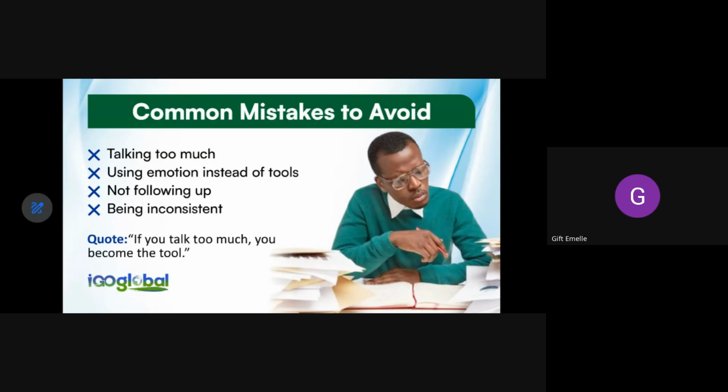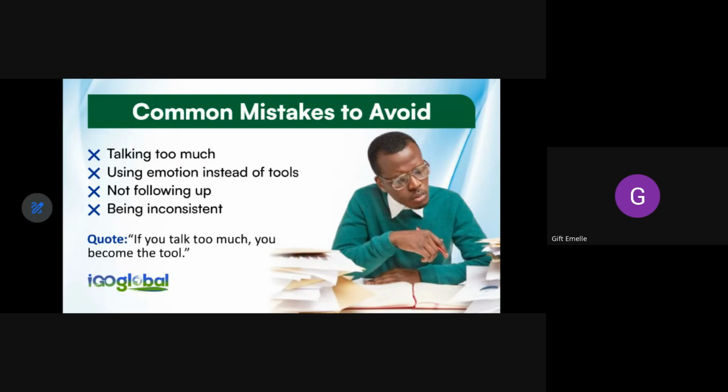Now you also have to avoid using emotions instead of tools. Guys, showing your passion is not bad, but when you pour out too many emotions and don't point to a video or tools, it can feel like pressure. It can make that person feel like you're pressurizing them. It's not professional, guys.